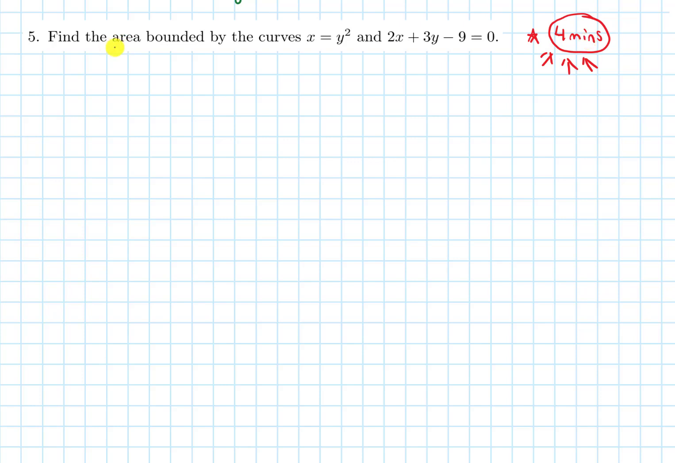All right, so hopefully you did that. Let's talk about it together. So I am again going to start with a picture. So I'm going to draw some axes. X equals y squared is a sideways parabola.